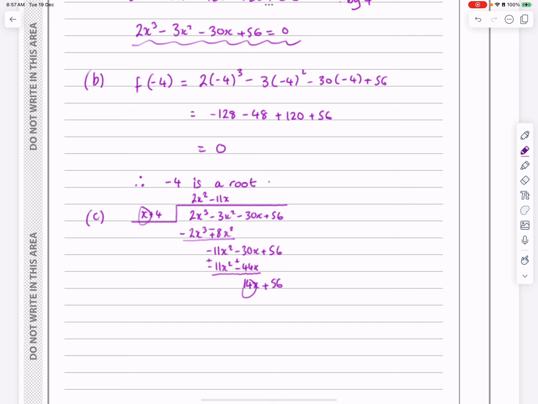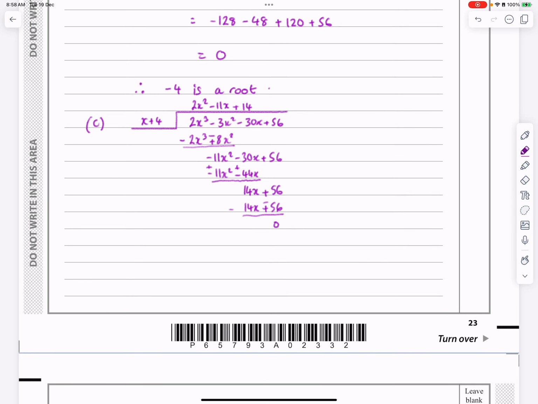How many times does x go into 14x? It goes in 14 times. 14 times x is that. 14 times 4 is that. Perfect. I wanted to be in a situation with the last one that when we subtracted it, we ended up with 0 as a final part. So go back to the original equation: if 2x cubed minus 3x squared minus 30x plus 56 equals 0, then x plus 4 times 2x squared minus 11x plus 14 equals 0.